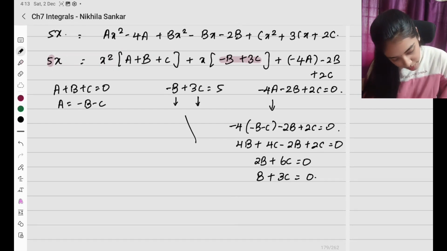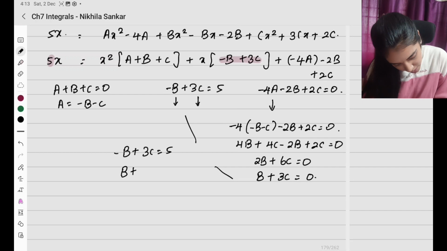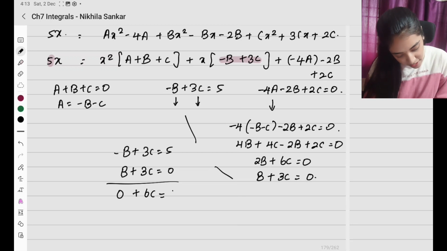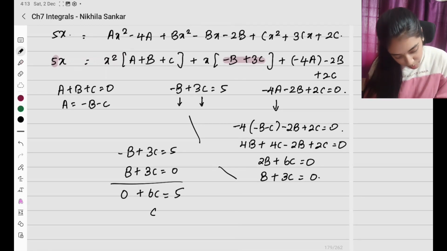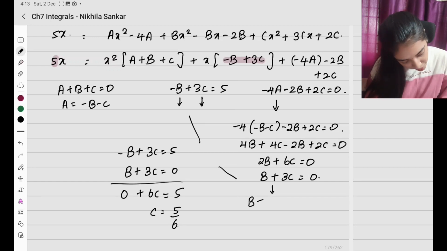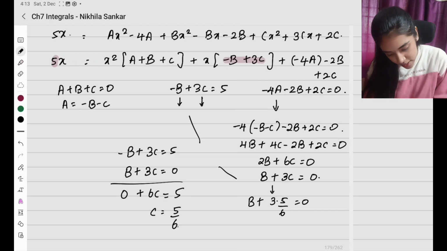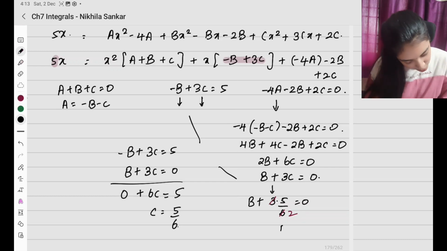So when I combine these two equations, elimination method, minus b plus 3c equals 5, b plus 3c equals 0. So this gets cancelled. Plus 3 is 6. 3 3s are 9. So c equals 5 divided by 6. So when I substitute that here, I have b plus 3 times 5 by 6 equals 0. So this gets cancelled. 3 1s are 3, 3 2s are 6. So 5 by 2. So the value of b is going to be minus 5 by 2.